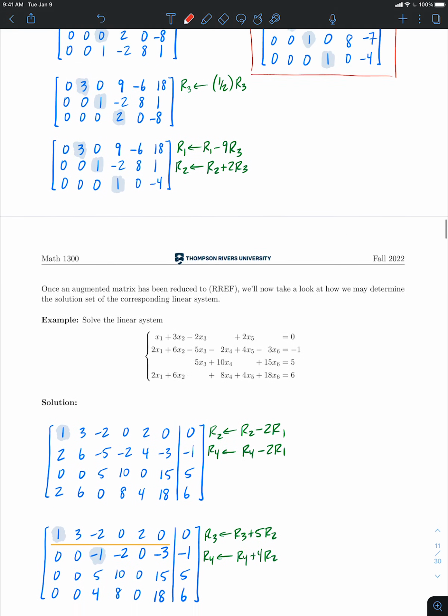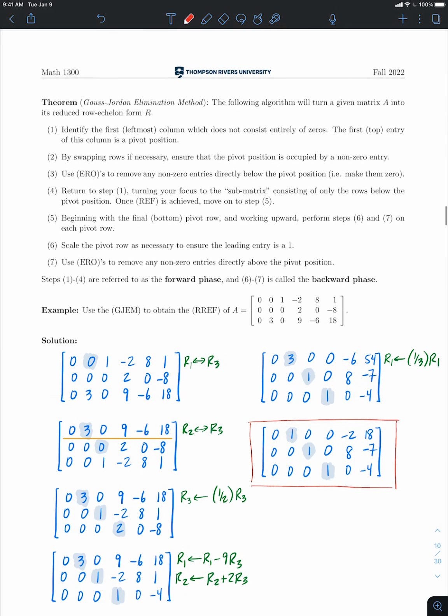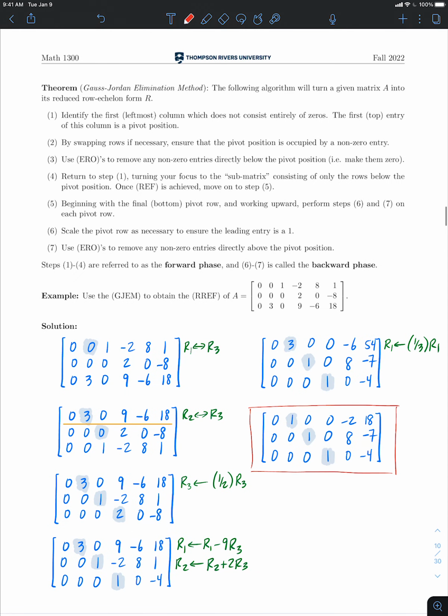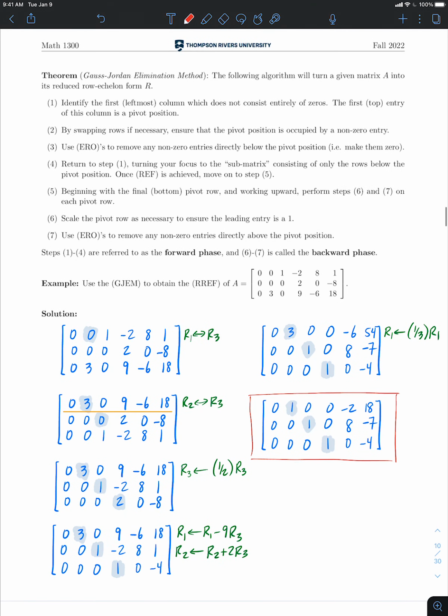I actually skipped over that part. I meant to comment on it, but I actually missed this line in the last page. So let's go back and do that now. Steps 1 to 4, that's the part we just did. We've completed step 4. So we've finished the forward phase. That's the part of the Gauss-Jordan elimination that turns your matrix into row echelon form. And then if you want to get into reduced row echelon form, then you continue on and complete steps 5, 6, and 7.